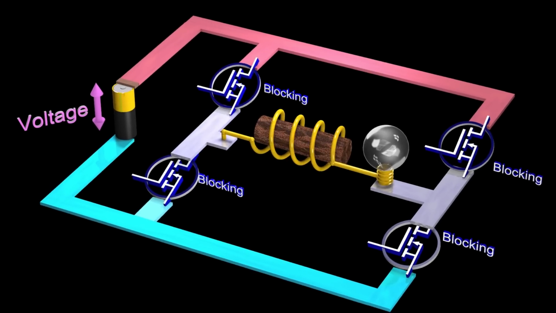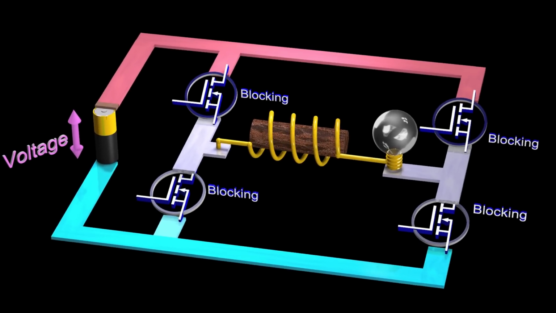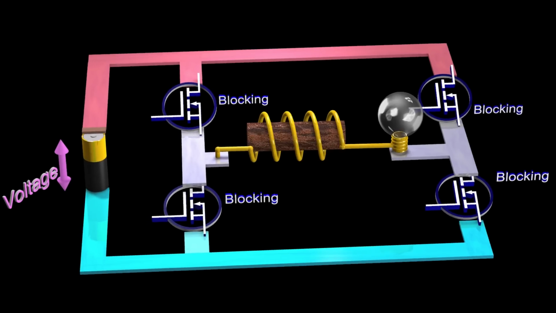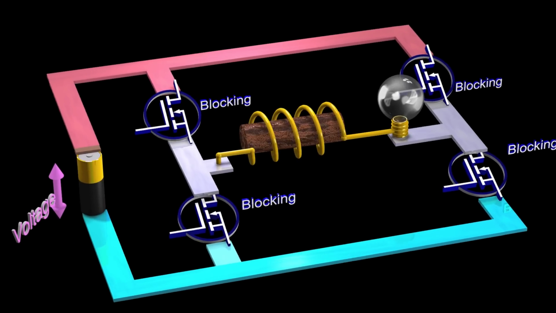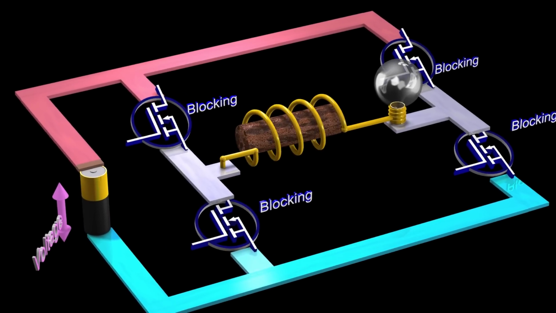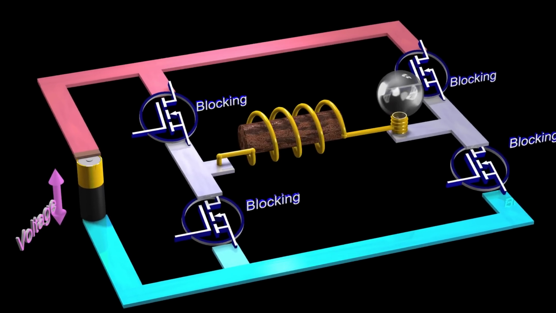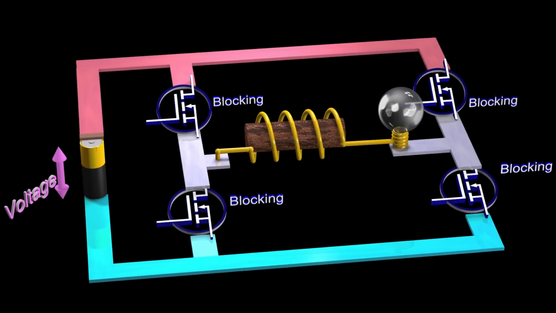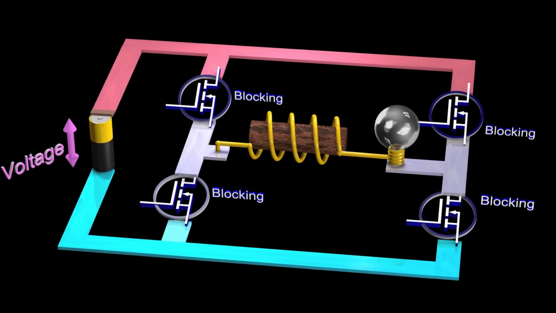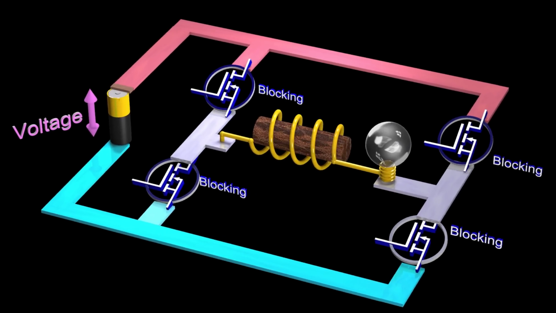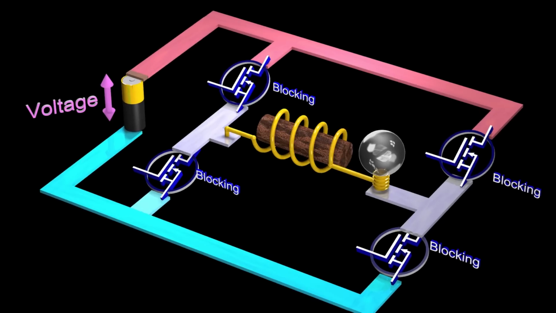Suppose we have these 4 transistors, which we control with circuits connected to the gate terminals. Each transistor either blocks current like an open switch or conducts current like a closed switch. Suppose we have 2 transistors blocking and 2 transistors conducting.